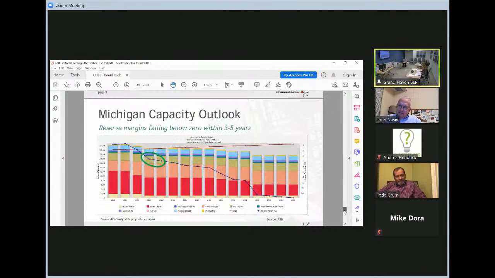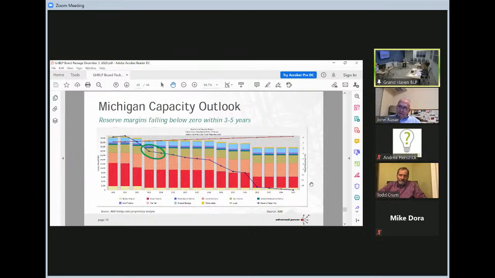This is coming from someone that's trying to sell us capacity, all right? So what they're saying is, buy capacity now. Why buy capacity now? This is the Michigan capacity outlook. Top line, peak hour. Bars, the amount of capacity that we have installed. This is a pretty busy chart, but the left axis is in megawatts. The right axis is in percent reserve margin.